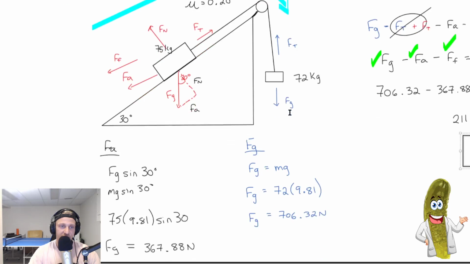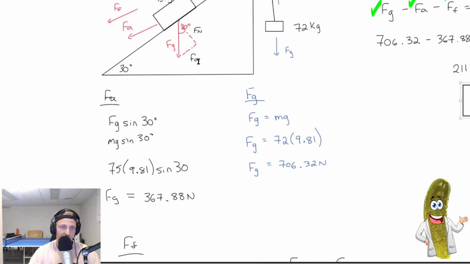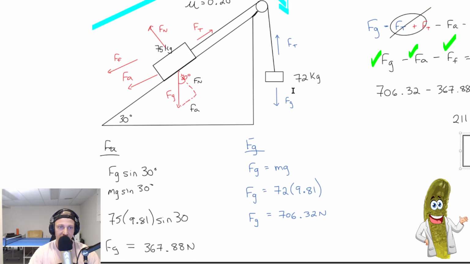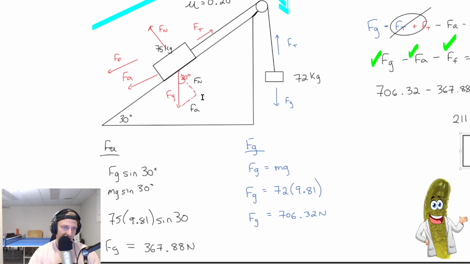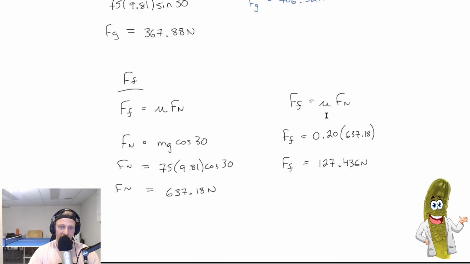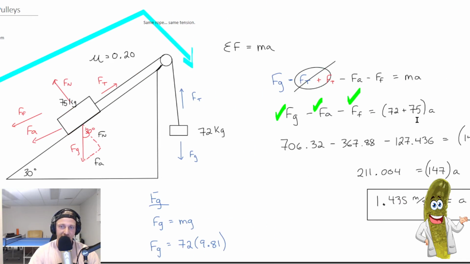And so what we did is we went through and we solved F of A by solving for the bottom part of this triangle here. We solved for F of G over here, and then we solved for the normal force, which was this guy here. And then we're able to solve for the force of friction by going mu F of N. And so we figured out all of those components. We added our two masses up, and we were able to solve for our acceleration here.